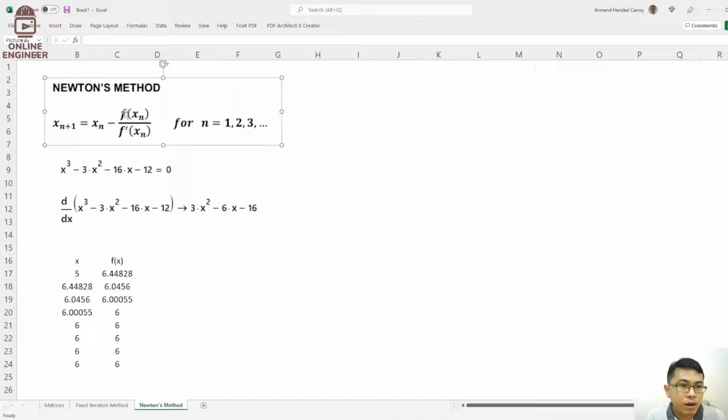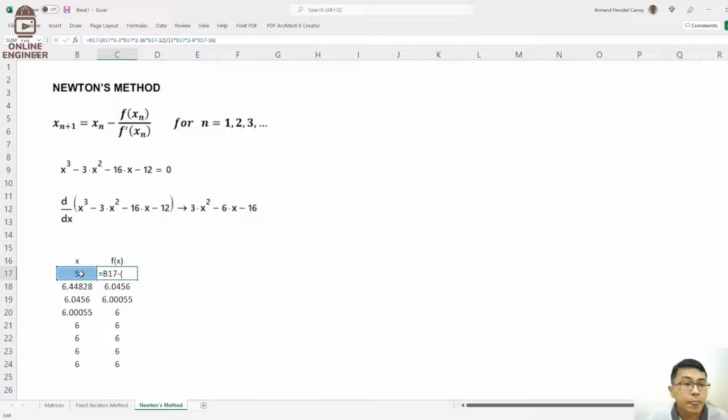Alright, I'm actually following how it's presented here. So this is now B17. B17 is x of n. This is my old value of x, or the initial value of x, minus, I am now substituting the value of f of x here in the original equation. So that becomes x cubed, or B17 cubed, minus 3x squared minus 16x minus 12.